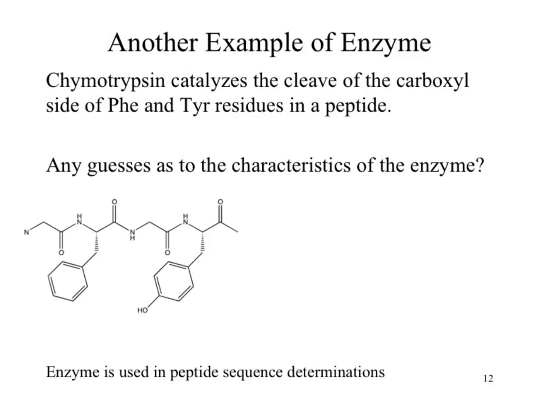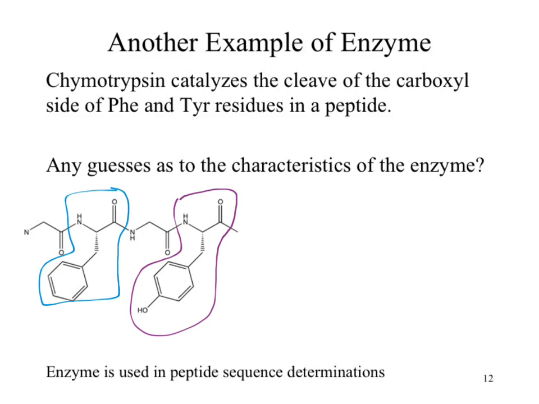So let's ignore the characteristics of the enzyme for the moment. If we took a look at, say, this sequence of our protein chain, where would we get our cut? As a hint, the two amino acids I showed were phenylalanine and tyrosine. So where would we get our cut? If we find our phenylalanine, there's our phenylalanine, our tyrosine is there. Where's the carboxyl side of those?